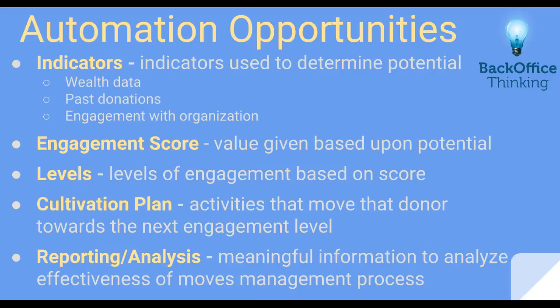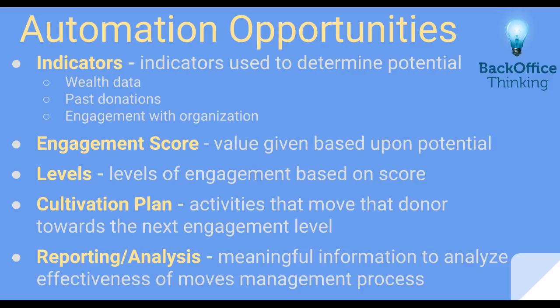Wherever possible, we want to take opportunities to automate these tasks. So the first opportunity is with indicators. So those indicators that you're going to use to determine a constituent's potential. They might be wealth data, so an automation opportunity might be an integration with Wealth Engine or some other service. It could be looking at past donations, so looking at your summary fields for giving the past N days or over the past year or the lifetime of the donor.